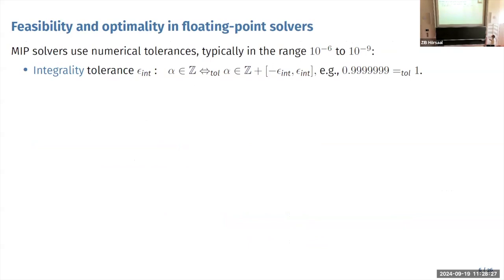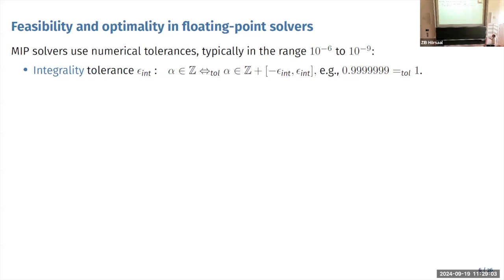So the first obvious one is an integrality tolerance. So you say that number alpha is integral if it's within plus or minus some epsilon of integrality. And these tolerances here are usually set to something in the range of 10 to the minus 6 to 10 to the minus 9. Often 10 to the minus 6 is the default tolerance that you find in many solvers. But you can decrease it up to a certain extent.